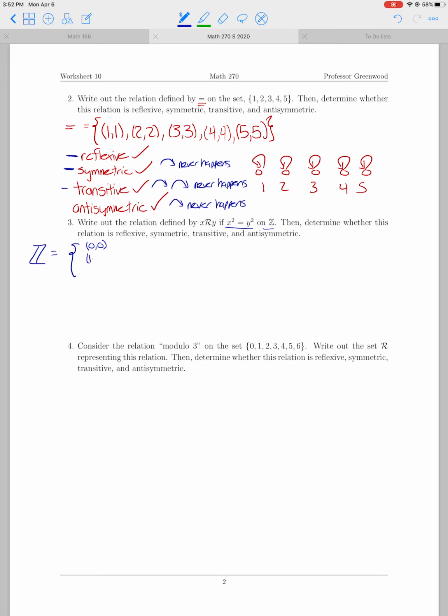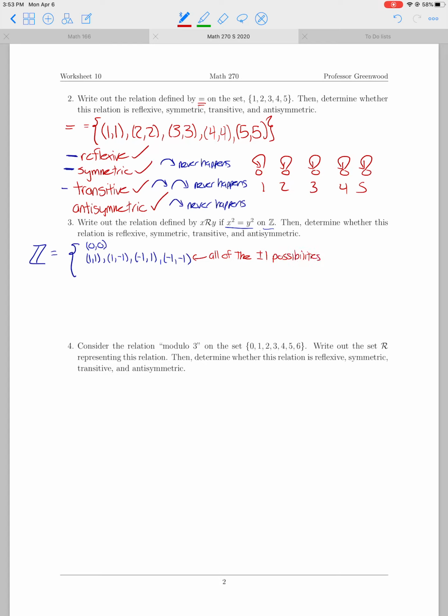On the other hand, if I talk about 1, 1 is related to itself, but it's also related to minus 1, and I can write that in both orders because it doesn't matter if I write 1 squared is equal to minus 1 squared or minus 1 squared is equal to 1 squared. Either way, the relation is true. And then I can also write minus 1 comma minus 1. And so the point here is that this band talks about all of the plus minus 1 possibilities.